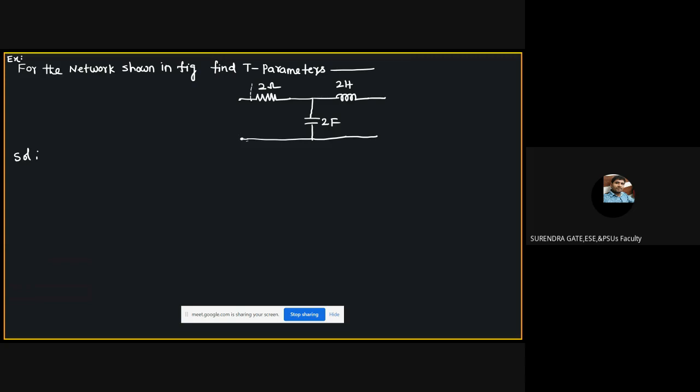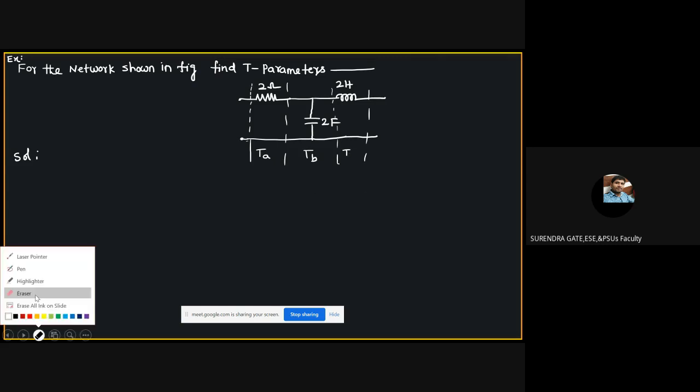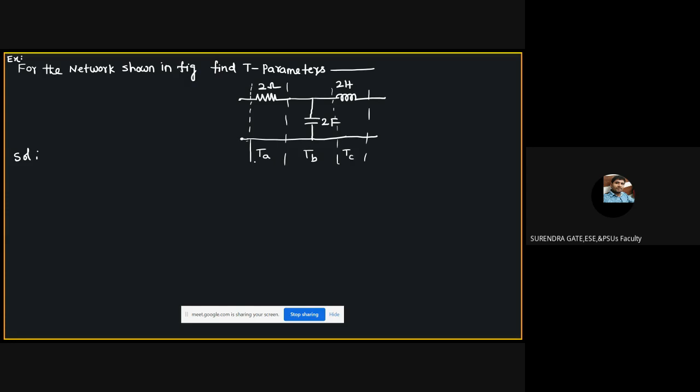In T parameters, let this be one network. It is a cascade connection. This is another network, and this is another network. Let these be TA, TB, and TC, because of the cascade connection. In cascade connection, which parameters can we multiply directly? T parameters. That's why T parameters are asked.